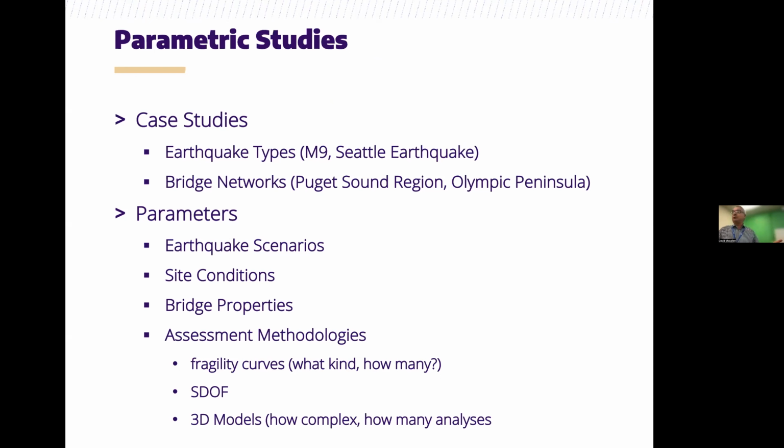Site conditions, sometimes we know them well, sometimes we don't. Of course, all the properties of the bridges, because we're talking about a lot of bridges, we're not going to do a detailed finite element model of every single one of them. And then also, what is a methodology you're using to assess the network?